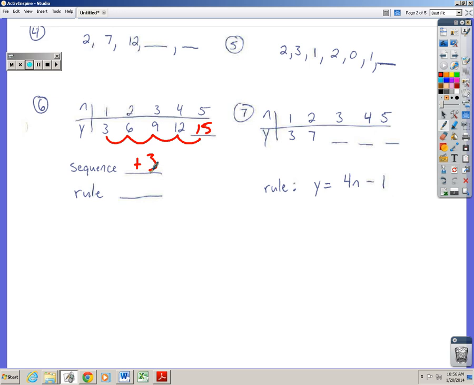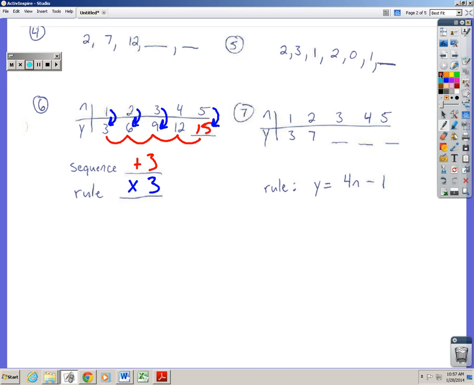We also could have done it by going to our rule. Our rule, remember, is going this way. And so each one of our rules from 1 to 3 is times 3. From 2 to 6 is times 3. 3 to 9 is times 3. So continuing our pattern, 5 times 3 is 15. Our rule is times 3.